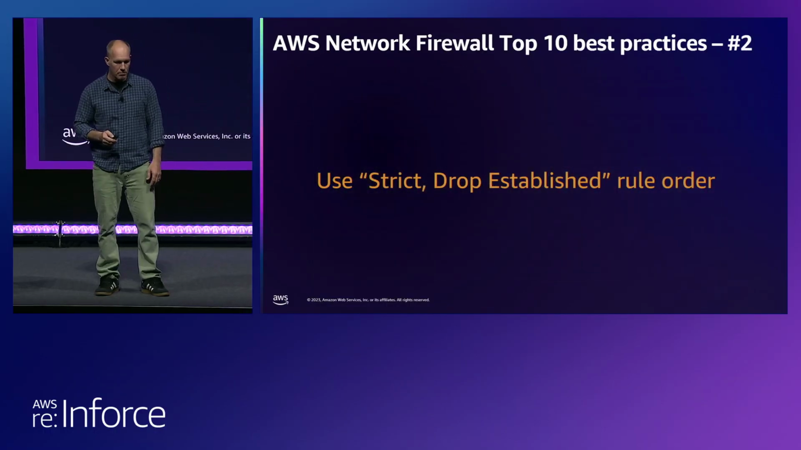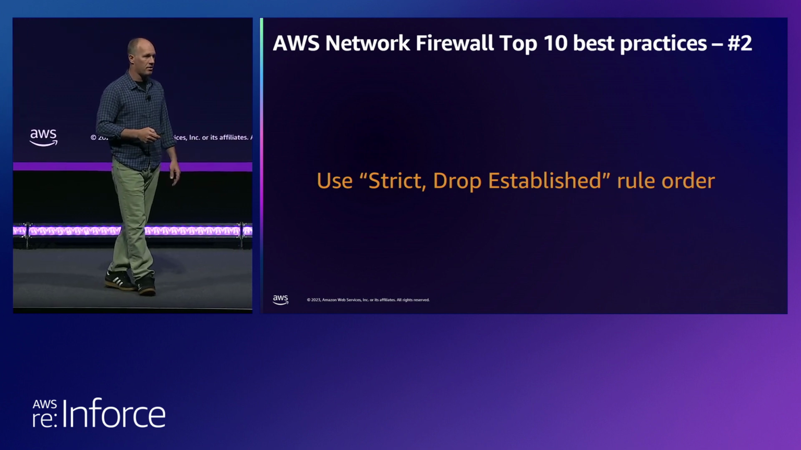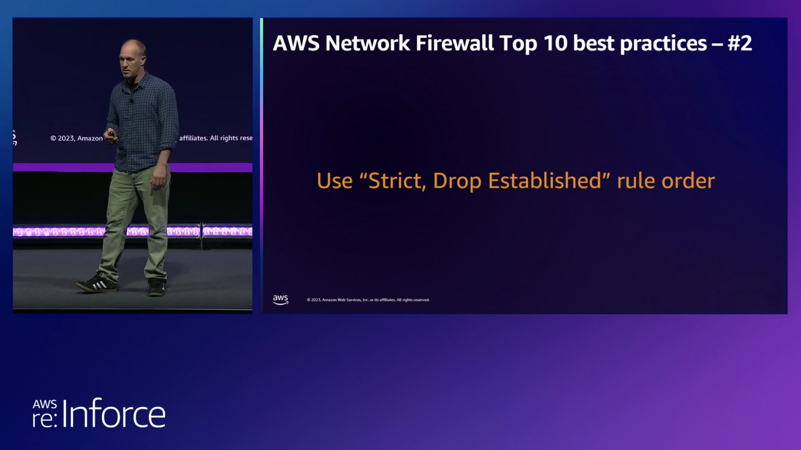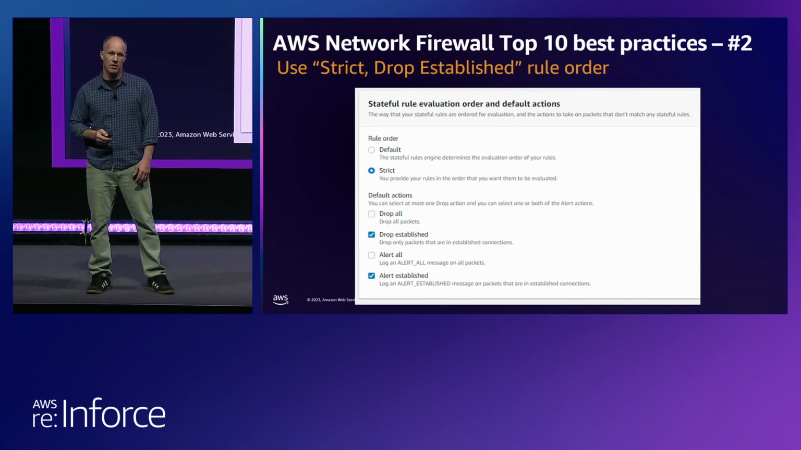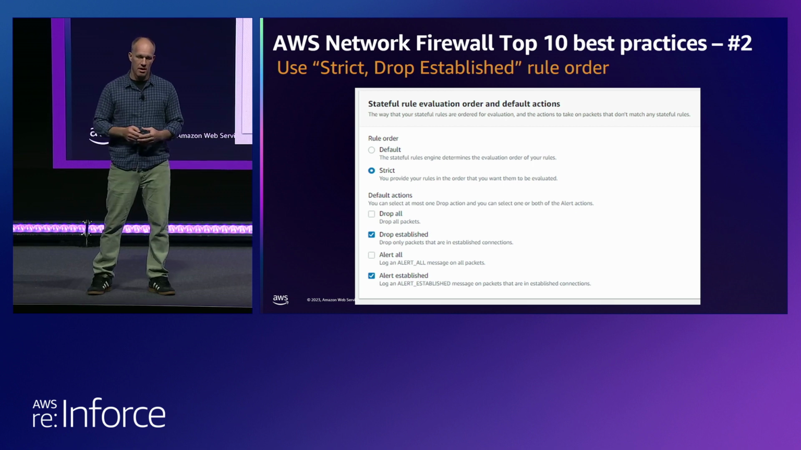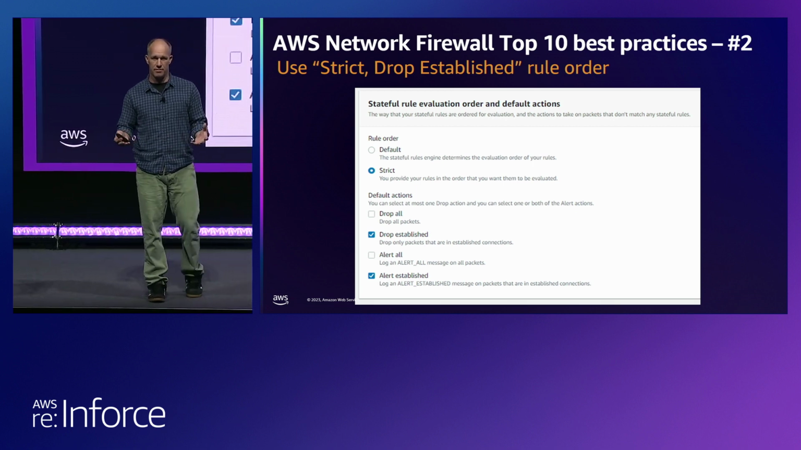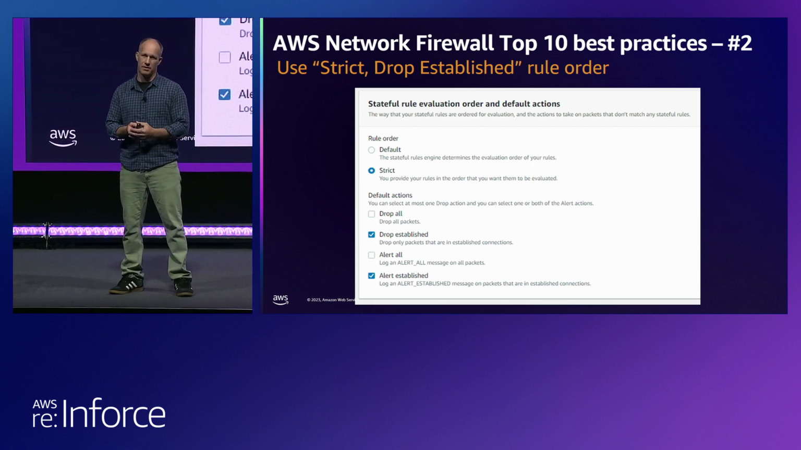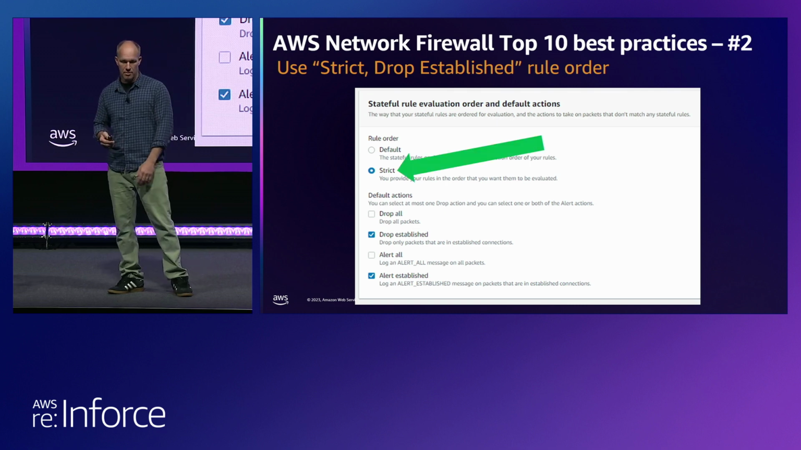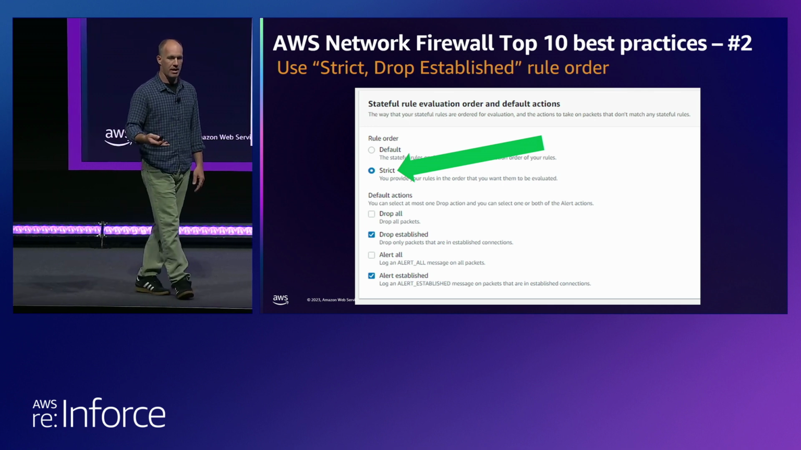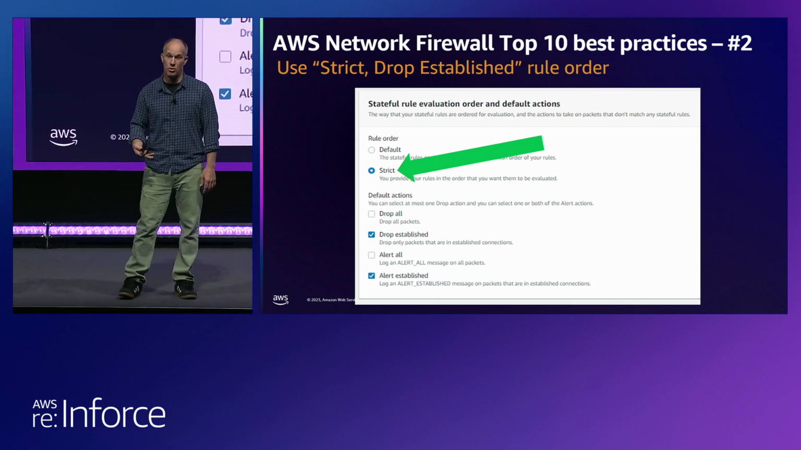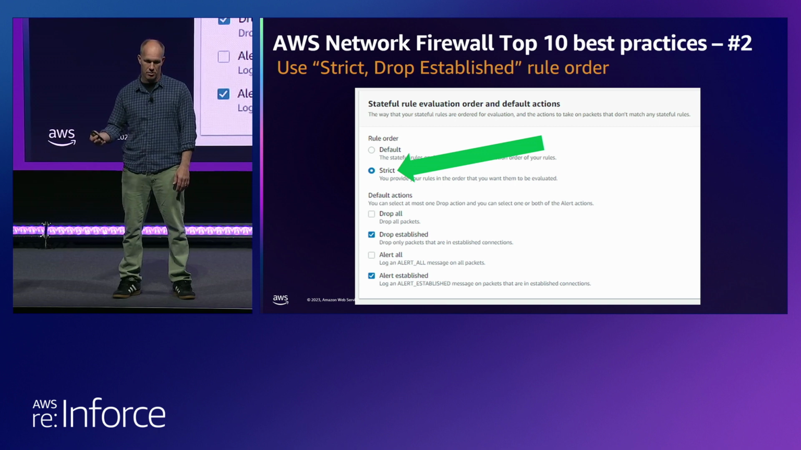Number two best practice is to use strict order and drop established. Within Network Firewall, there are two main options for how the Suricata engine is going to process the rules. The default option is the Suricata default, which doesn't allow a lot of flexibility. It's more geared towards an IDS use case instead of an actual firewall use case. So we do recommend that customers choose the strict option, and this will help the Suricata engine know to process the rules in the order that you have defined them.